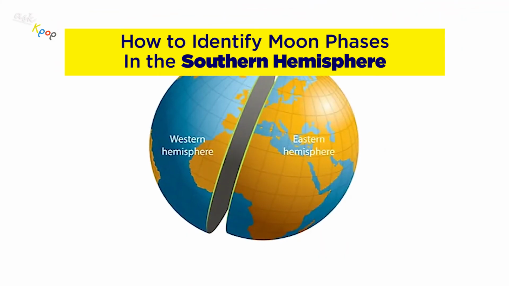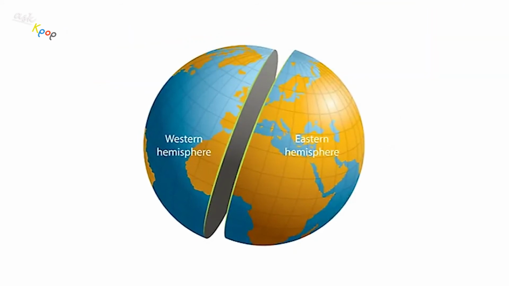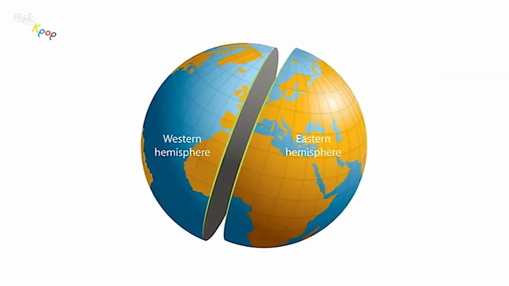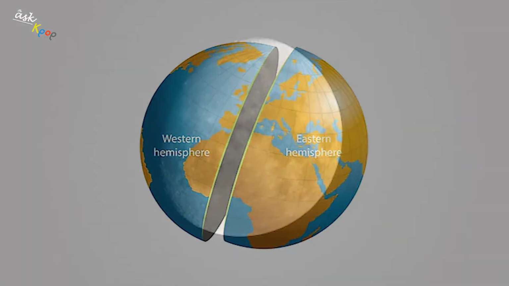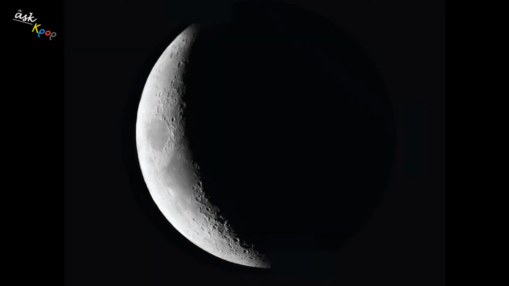Identifying lunar phases in the southern hemisphere. In contrast to the moon viewed from the northern hemisphere, the moon viewed from the southern hemisphere will be illuminated from left to right, become full, and then fade from left to right. The first quarter moon is illuminated on the right. The third quarter moon is illuminated on the left.